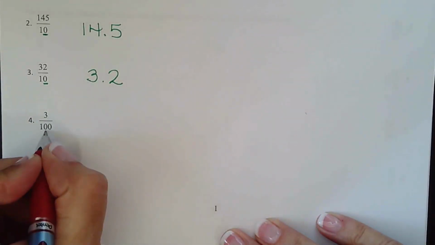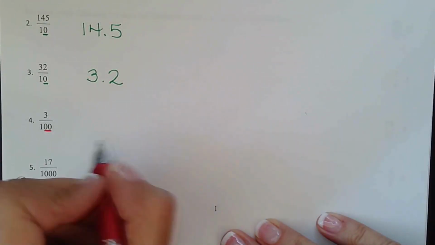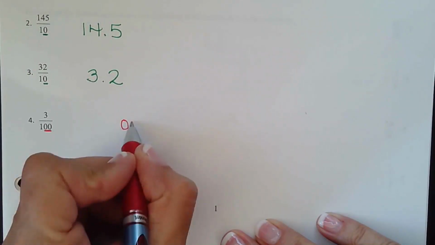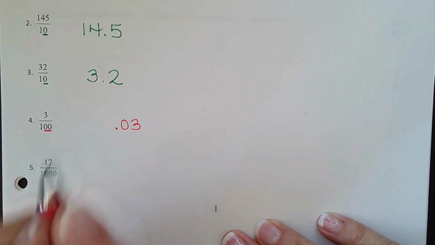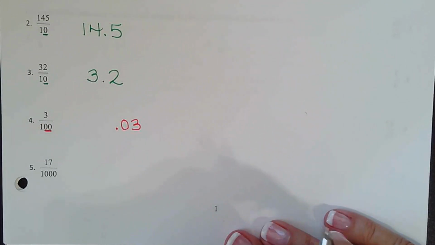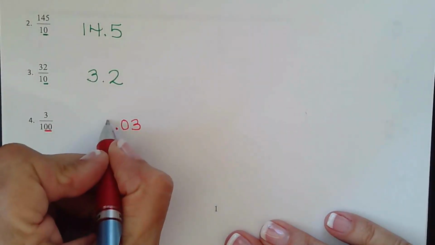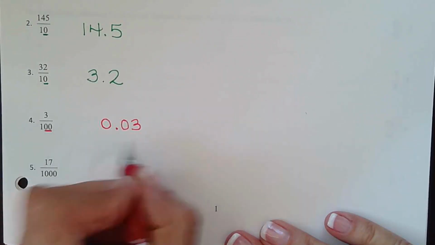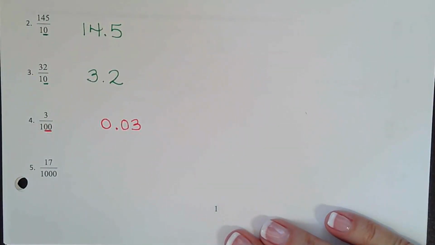Okay, so hundredths says 2 decimal places. Well, 3 is only one number, so that means I need to put a 0 in front of the 3. Remember, I can't put a 0 after the 3 because then that's 30 hundredths. So 0.03 because it needs 2 decimal places.